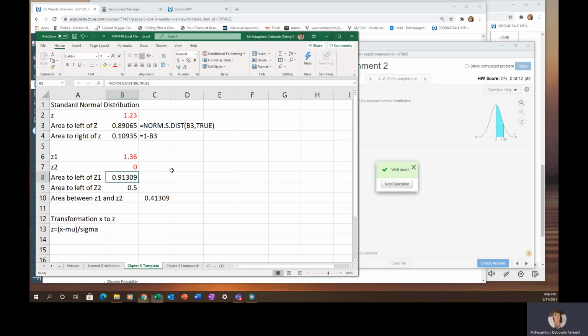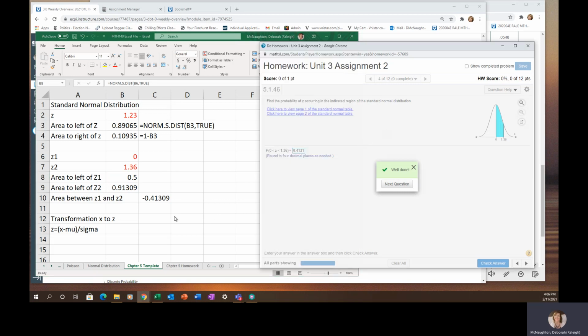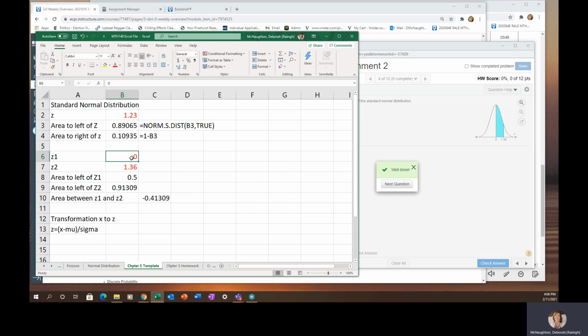All right, so I wanted to just show you what happens if I switch the order here and do them backwards. It's going to give me a negative probability, and that's not possible. So it gave me the same answer, but made it negative. Okay, so make sure that you put them in the right order. This one should be the bigger one, and this one should be the smaller one, because that's how my example was.